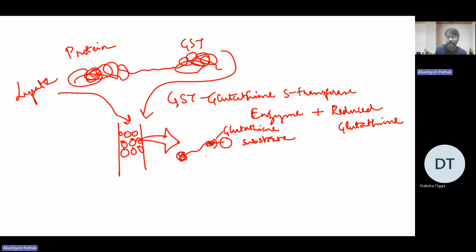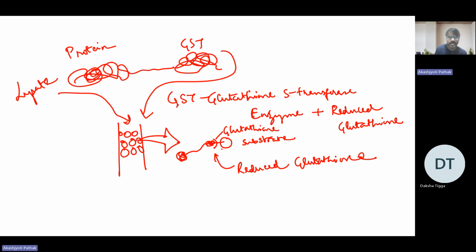Then what is done in the next step? In the next step, to elute the protein, you add increasing concentration of reduced glutathione. Once you add increasing concentration of glutathione, what will happen?